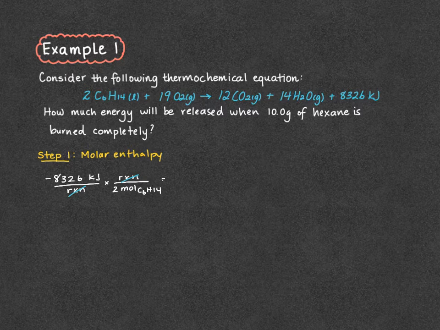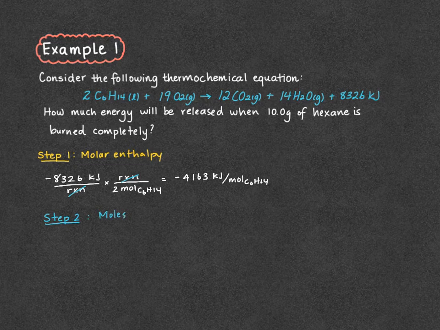So that's going to give us negative 4,163 kilojoules per mole of hexane. So we have our molar enthalpy in terms of hexane. That's going to bring us to step 2. So step 2 is going to be to determine how many moles of hexane actually react. So we're talking about hexane here. We have a mass. We're going to convert that into moles.